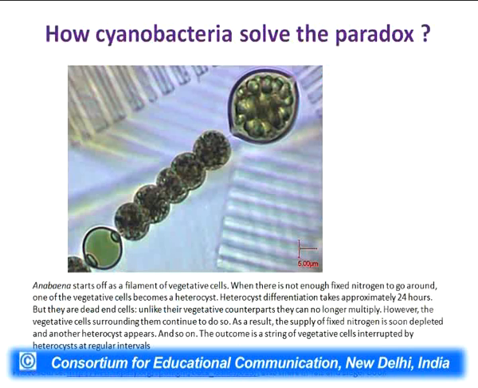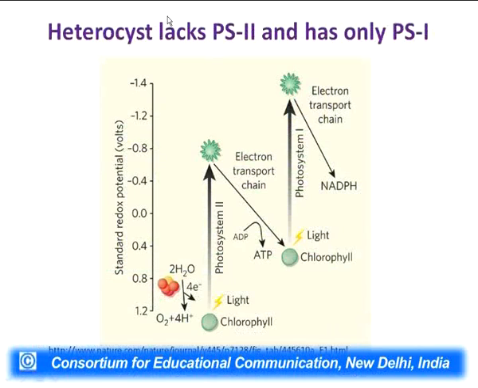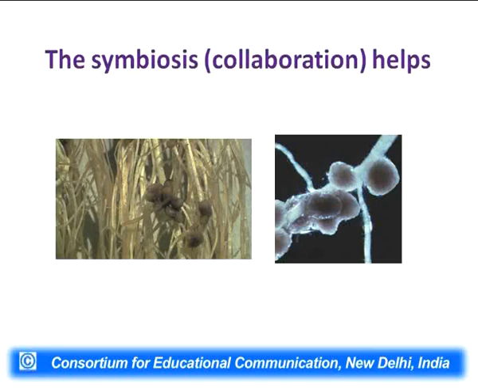There are two ways this is done. One is in cyanobacteria. In cyanobacteria, photosynthesis occurs where photosystem 2 is missing and only photosystem 1 is present. So there is no oxygen evolution, and they can get energy, albeit at a lower level, in the heterocyst and carry out nitrogen fixation. The other one, which you started discussing, is symbiosis.